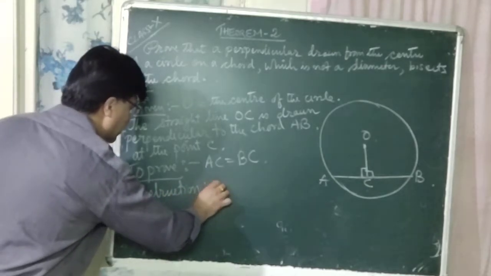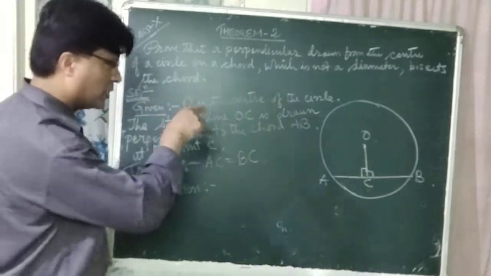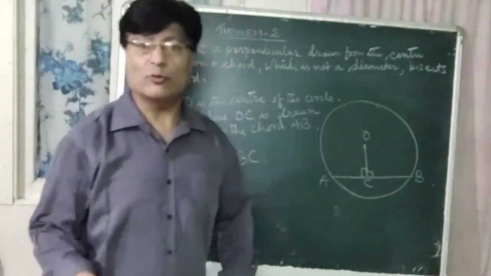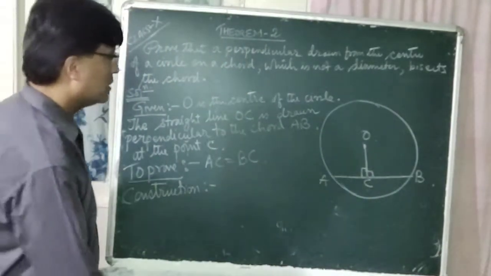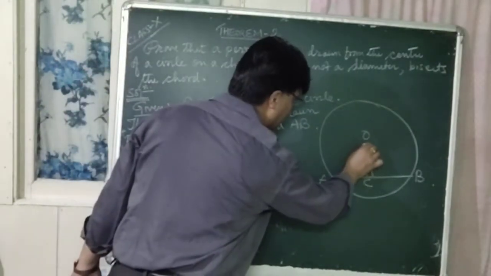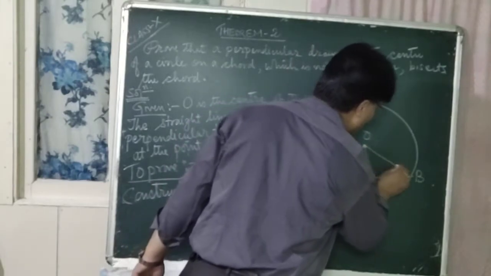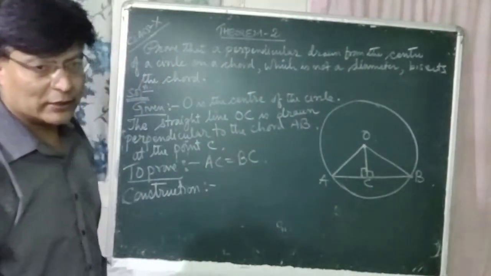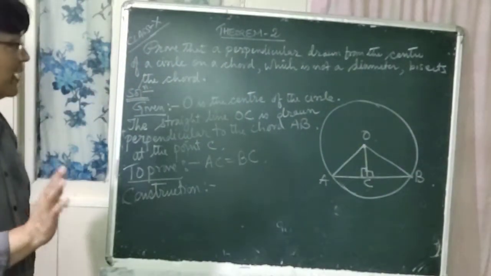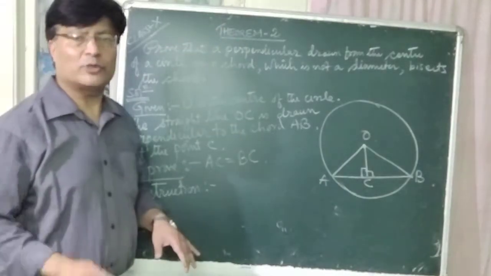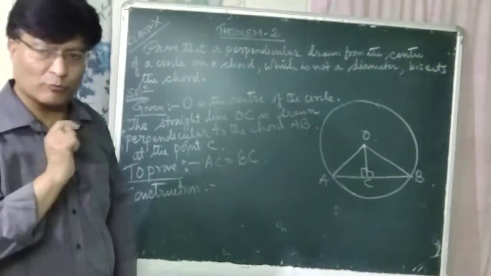So in order to prove this AC is equal to BC, you have to do the construction out here. What is that construction now? So you join O and A first, O and A, and you join O and B. You join O and B. So actually this theorem 2 is the converse part of theorem 1.